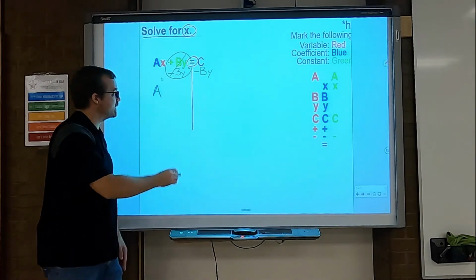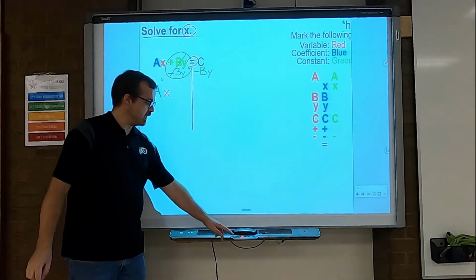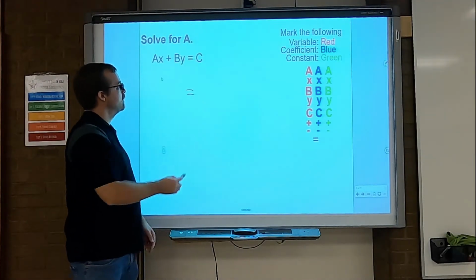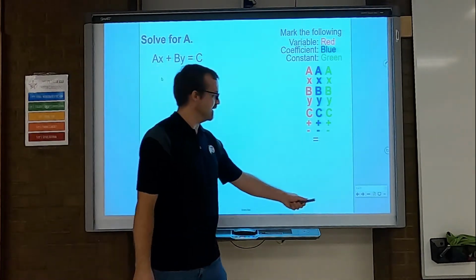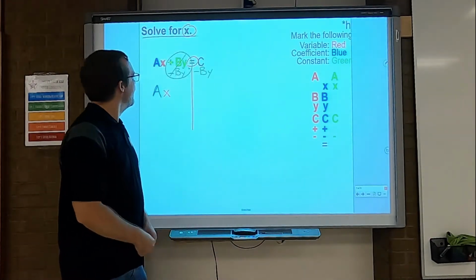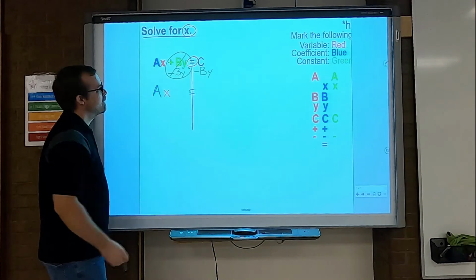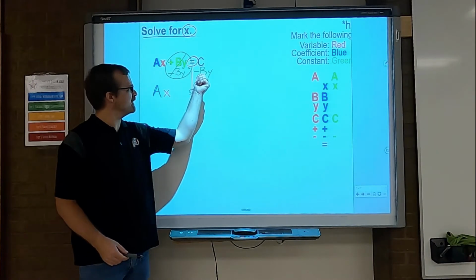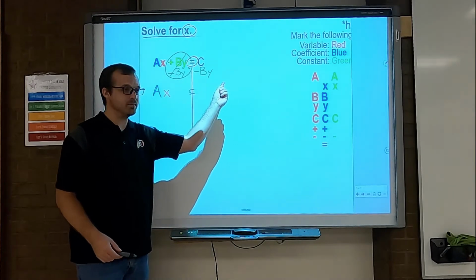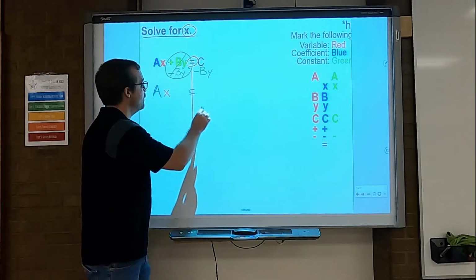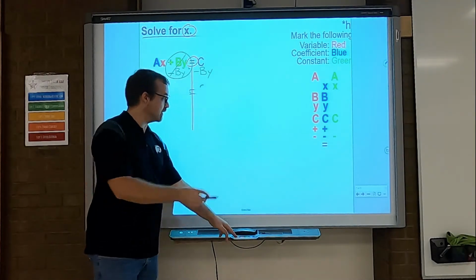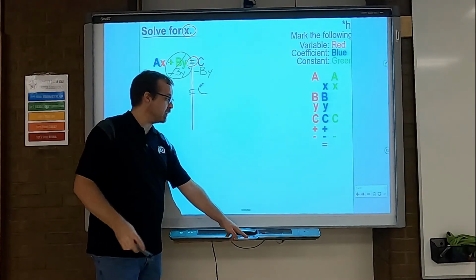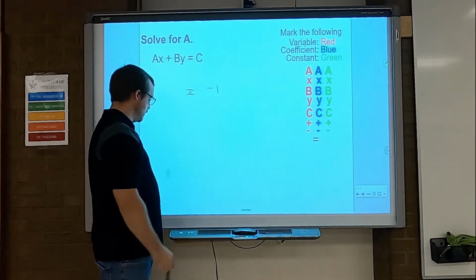X. Now I'm going to keep this all color-coded for you. Equals. The by minus by is just 0, so we don't need to write that down. And then what is C minus by? Well, that's just C minus by.